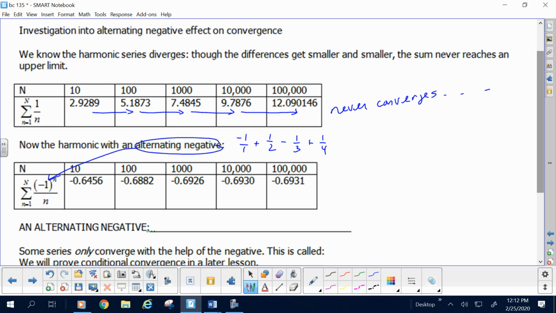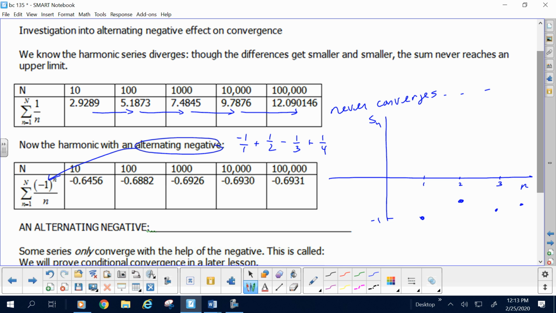Now, if we were to do partial sums here, I'll make you do some of the work. What's the first partial sum? Negative 1. What's the second partial sum? Negative a half. Now add in a negative a third. What's negative a half and a negative 1/3? Negative 5/6, which is about here. And what's negative 5/6 now plus a fourth? Negative 7/12, which is a little above.